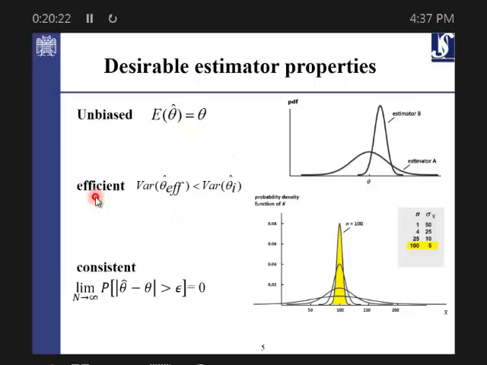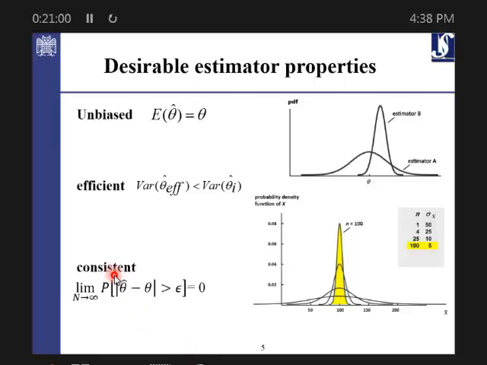Another desirable property is to be efficient. We desire our estimator to be efficient. The efficiency means that the variance of our efficient estimator should be less than the variance of any other estimators. As an example here, if this one is our estimator, it has the minimum variance among all other estimators that we have.